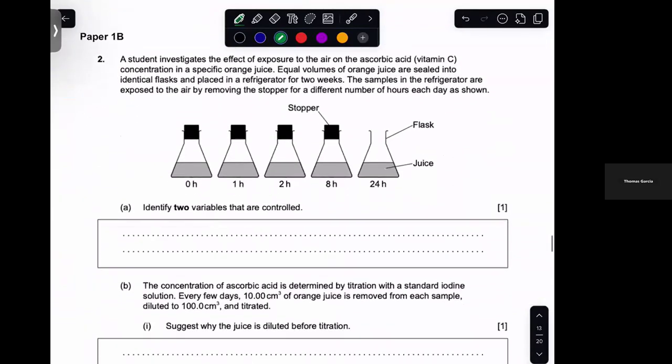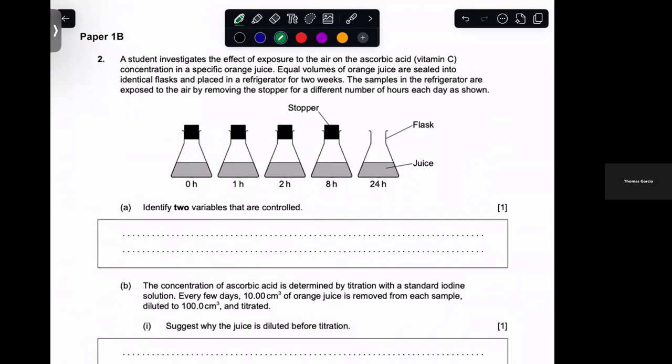Moving on to paper 1B. A student investigates the effects of the exposure to air on the ascorbic acid, vitamin C concentration in specific orange juice. Equal volumes of orange juice are sealed in identical flasks, placed in a refrigerator for 2 weeks. The samples in the refrigerator are exposed to the air by removing the stopper for a different number of hours each day. Identify 2 variables that are controlled.